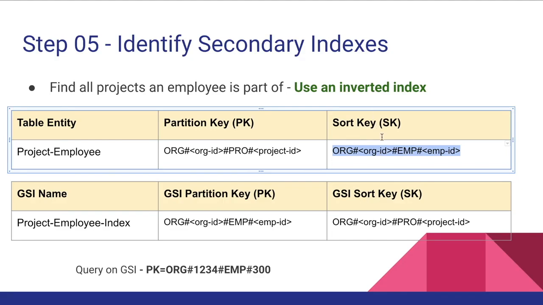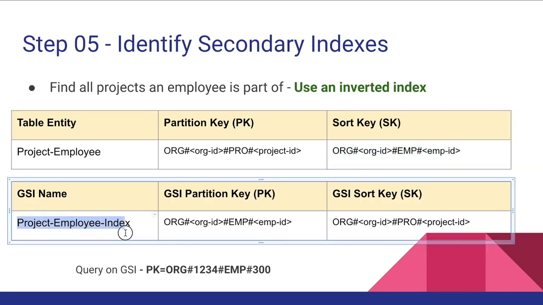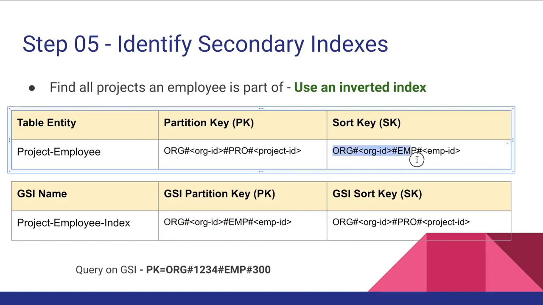But when it comes to querying the other way around, like to find out the projects that an employee belongs to, then I can use a similar pattern. But unfortunately, I cannot leave the partition key empty. So that's why I need to define a new GSI. In this case, I call it project employee index, where its primary key is the sort key of the table.